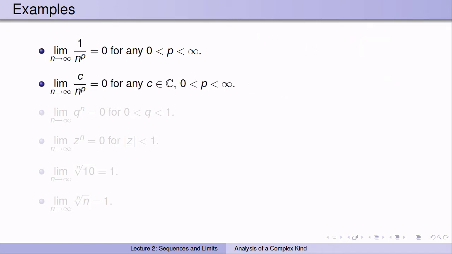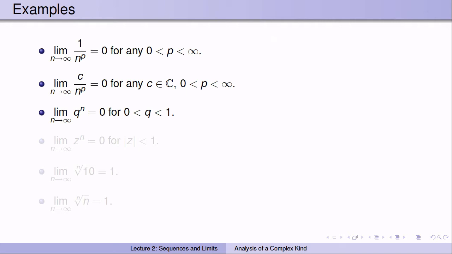Furthermore, I could put a constant in the numerator. I could multiply the entire sequence by a complex number, and it still would go to 0. Because anything that goes to 0, I can multiply it by 2, but it just takes twice as long to go to 0, it still goes to 0.